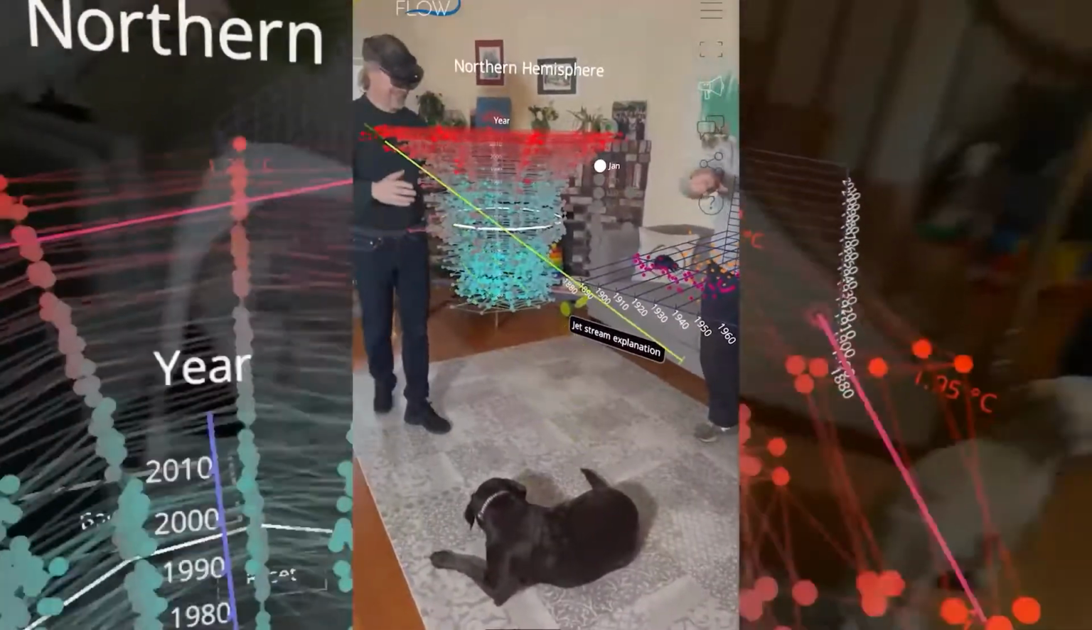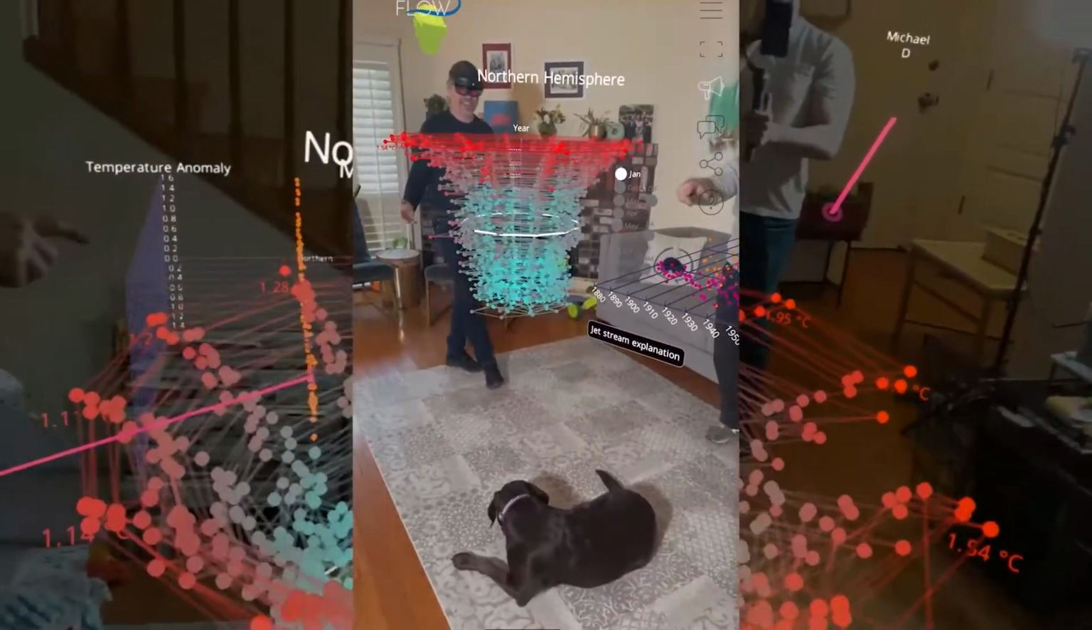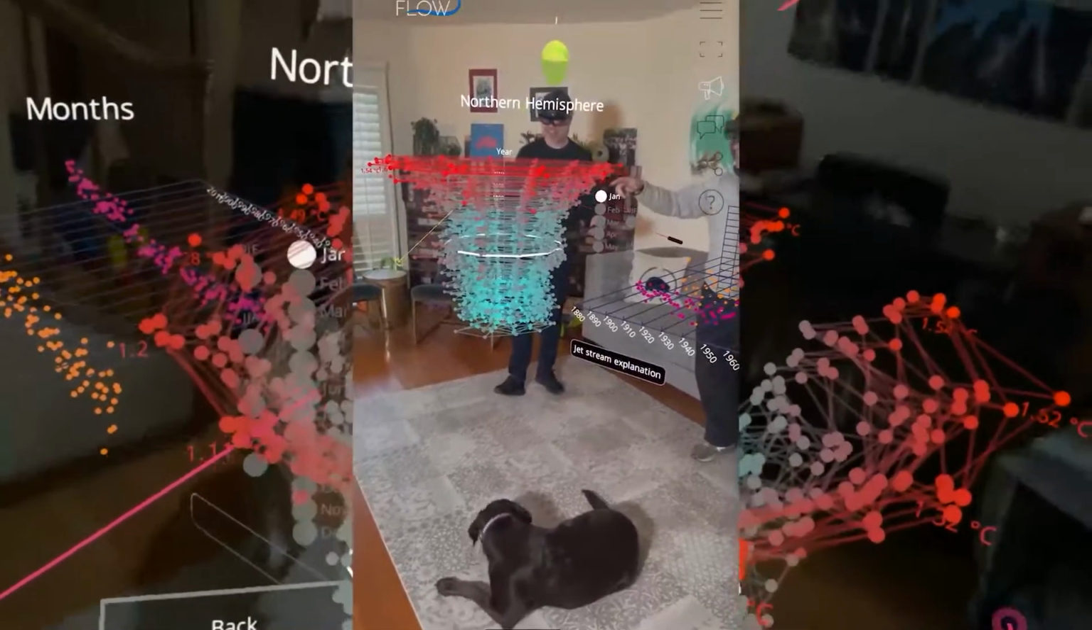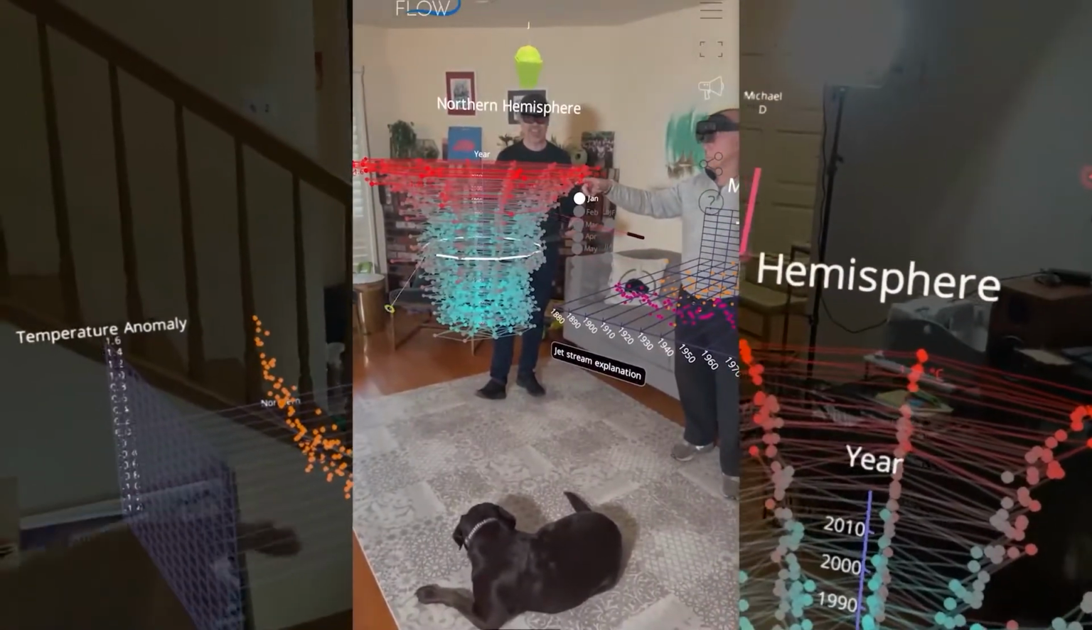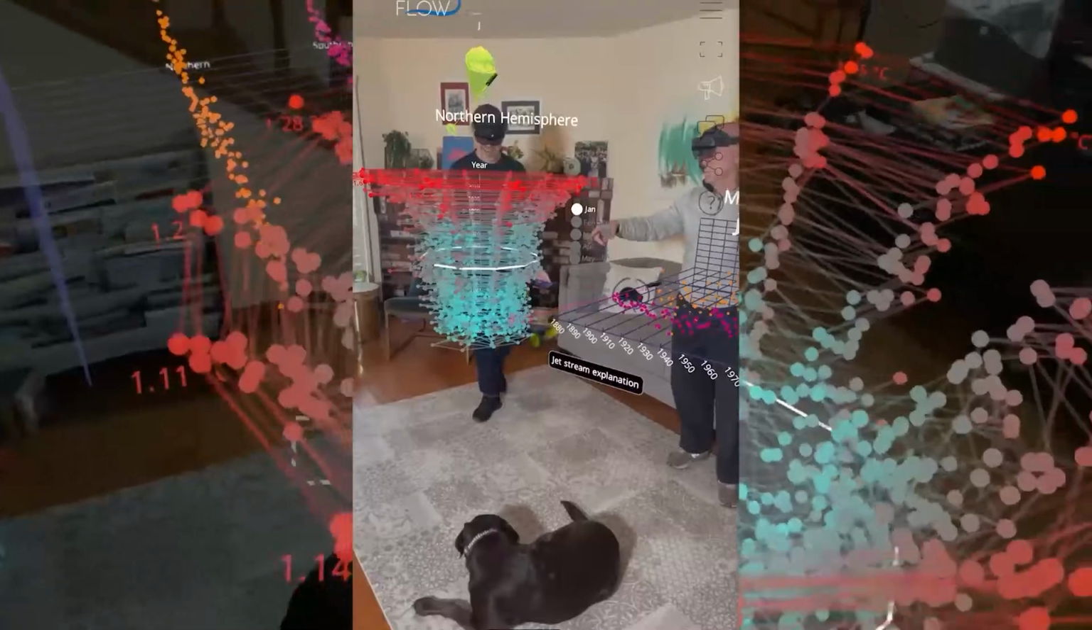Thank you for checking out these new ways of looking at some of this data. I think it's pretty fascinating to view, especially in this case in the HoloLens. It's been an exciting implementation for us.